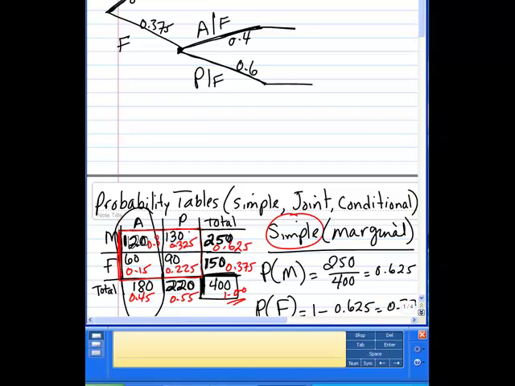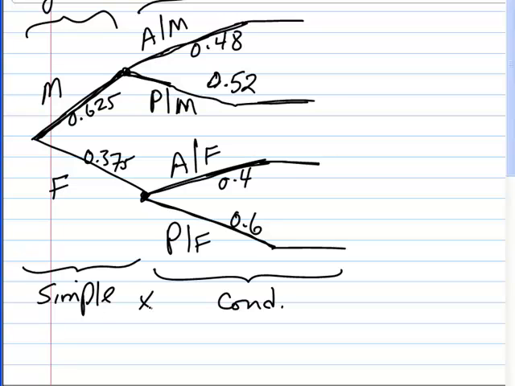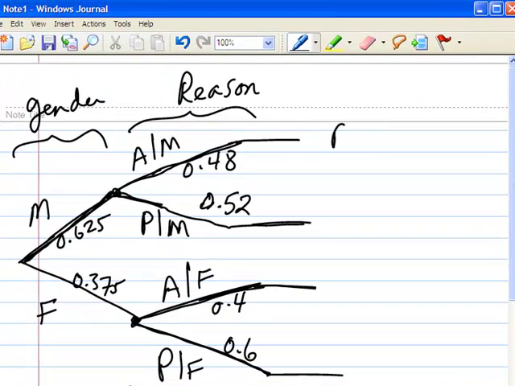So here we have simple, here we have conditional, and the rule is simple times conditional gives us joint. So 0.625 times 0.48 gives me the probability of A and M, probability of A intersect M, which is 0.3.